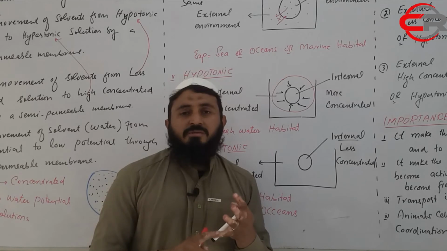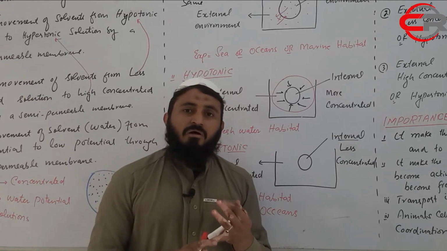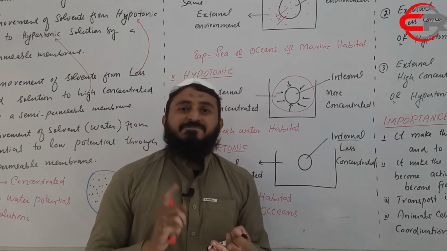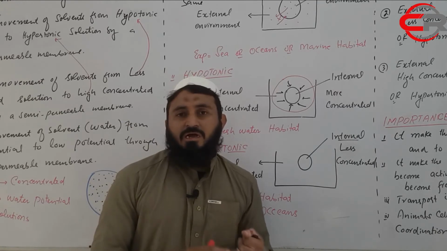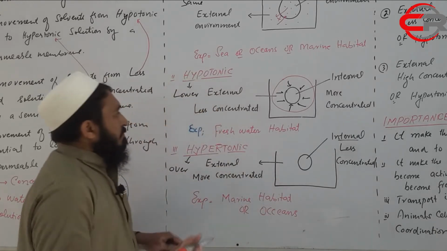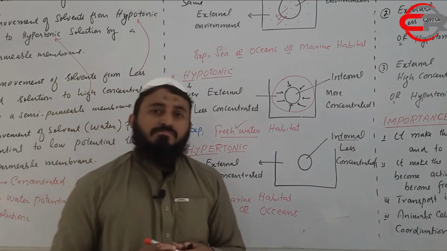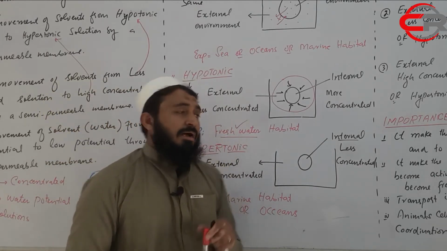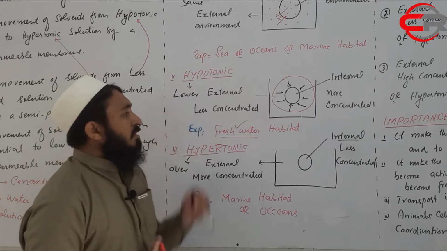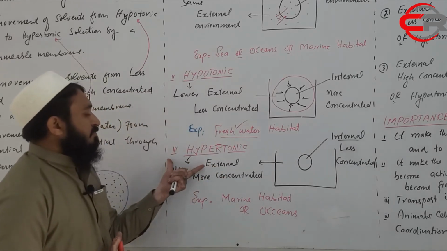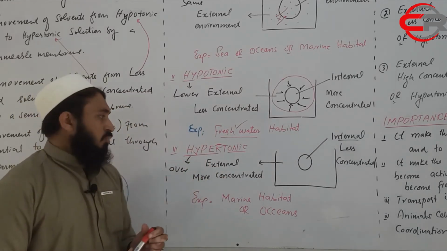It is important for the plants, for example different kinds of algae. It is important for the different kinds of fishes that live in that environment. Now the freshwater environment is the important example of this hypotonic solution. Now we come to the next process, that is the hypertonic solution.